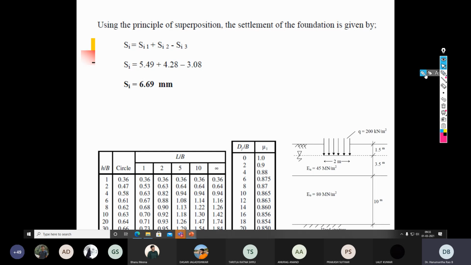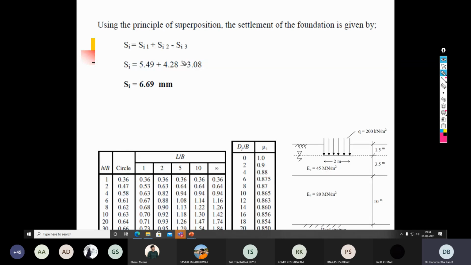Sir, so yeah, we can't consider the thickness of the bottom layer as 10 meter directly. Means first we have to consider 13.5, then 3.5 and deduct that. Correct. We can't consider the 10 meter directly.